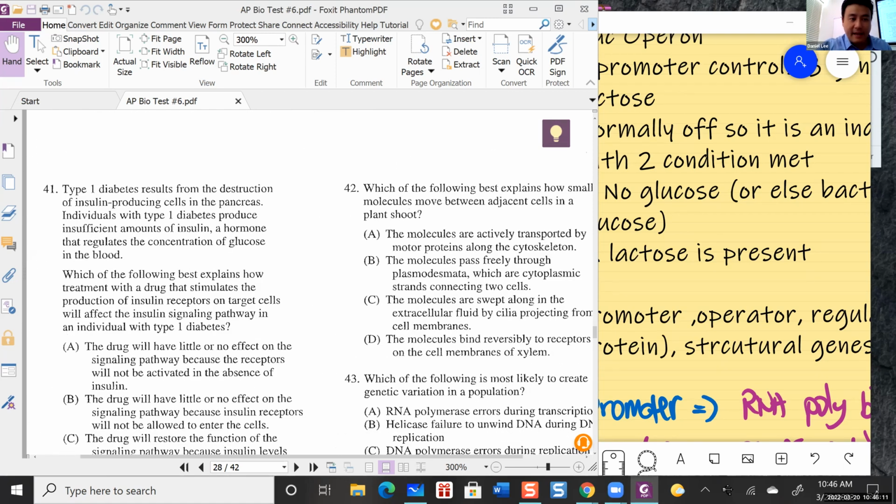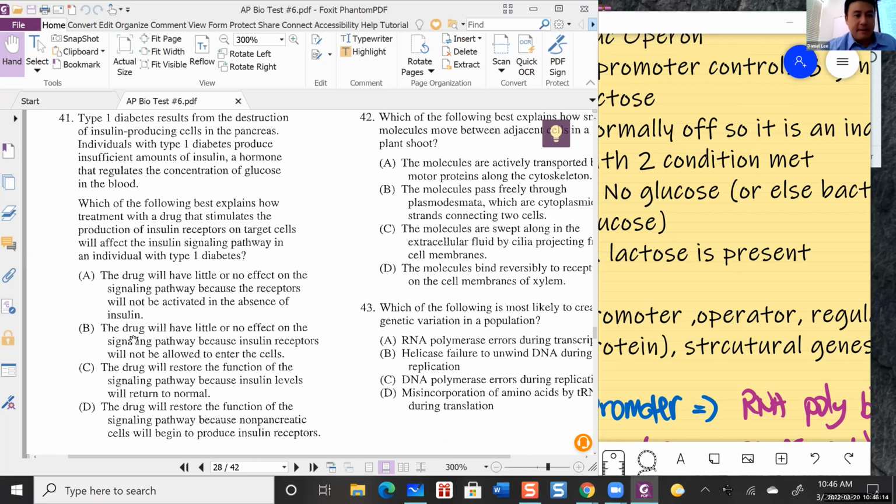Let's look at the next one. Type 1 diabetes. So type 1 is autoimmune. So your immune cells, your T cells, are destroying your pancreas cells that produce insulin. So type 1, there's no cure. Type 2 is usually related to age or stress, right? Okay, all right, so a hormone that regulates blood glucose. Again, we usually memorize insulin lowers blood glucose. Calcitonin, you should memorize, lowers blood calcium. Okay, so which of the following best explains how treatment with a drug?